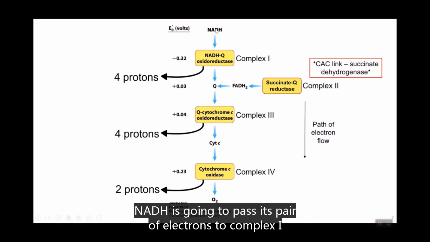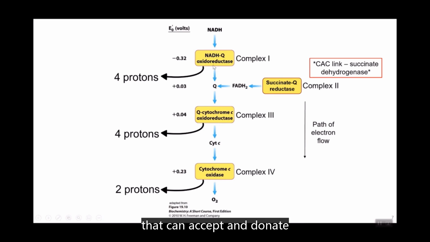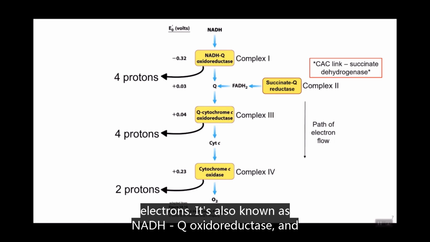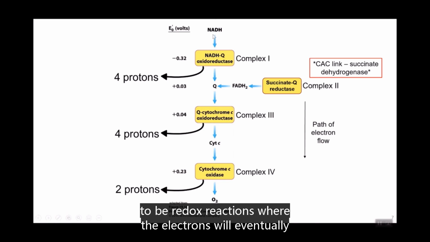NADH is going to pass its pair of electrons to complex 1, which is made up of numerous polypeptide chains and cofactors that can accept and donate electrons. It's also known as NADH-Q oxidoreductase, and the name gives you an idea of its function. There are going to be redox reactions where the electrons will eventually be passed to coenzyme Q.